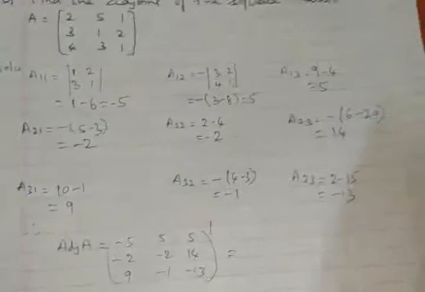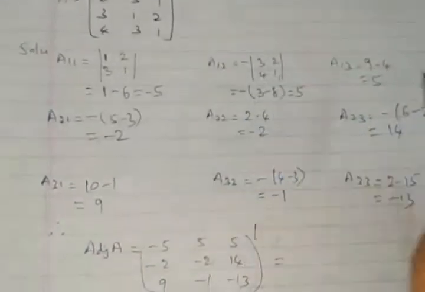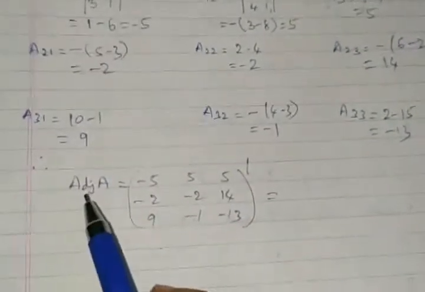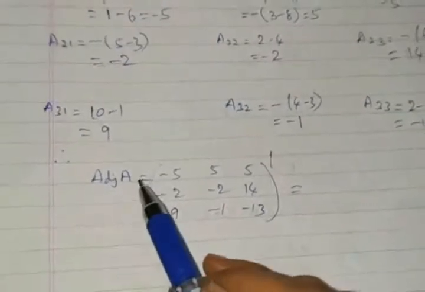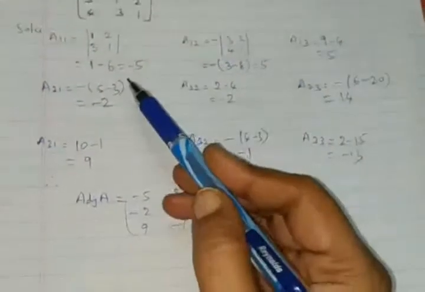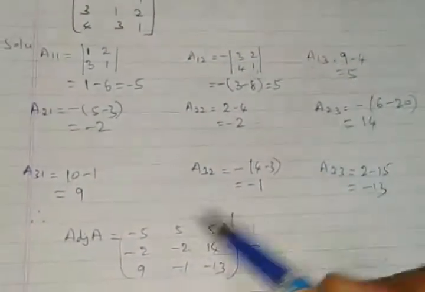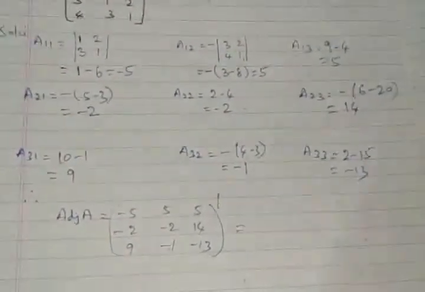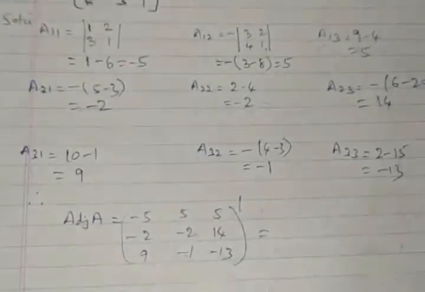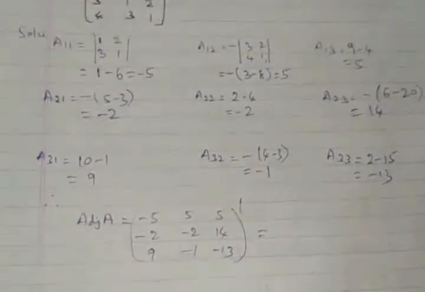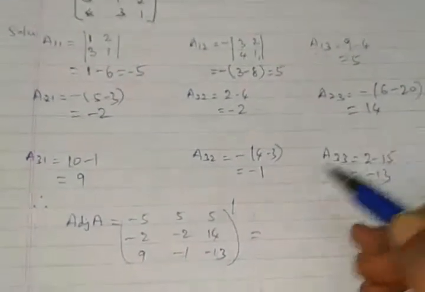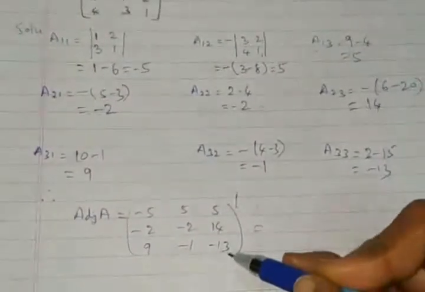So once we have done, now list out all these cofactors once again. Okay, here I have taken adjoint of A. So first row cofactors -5, 5 and 5. Then -2, -2 and 14. Then 9, -1 and -13.